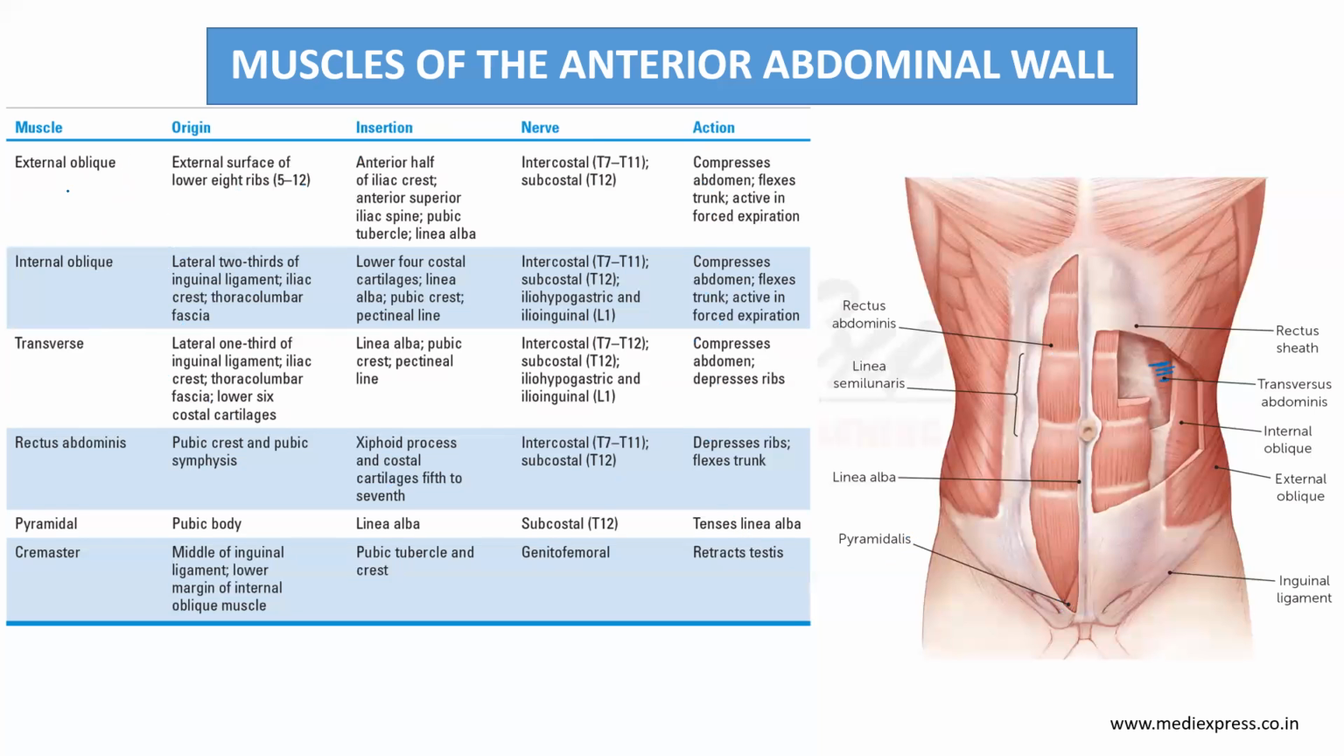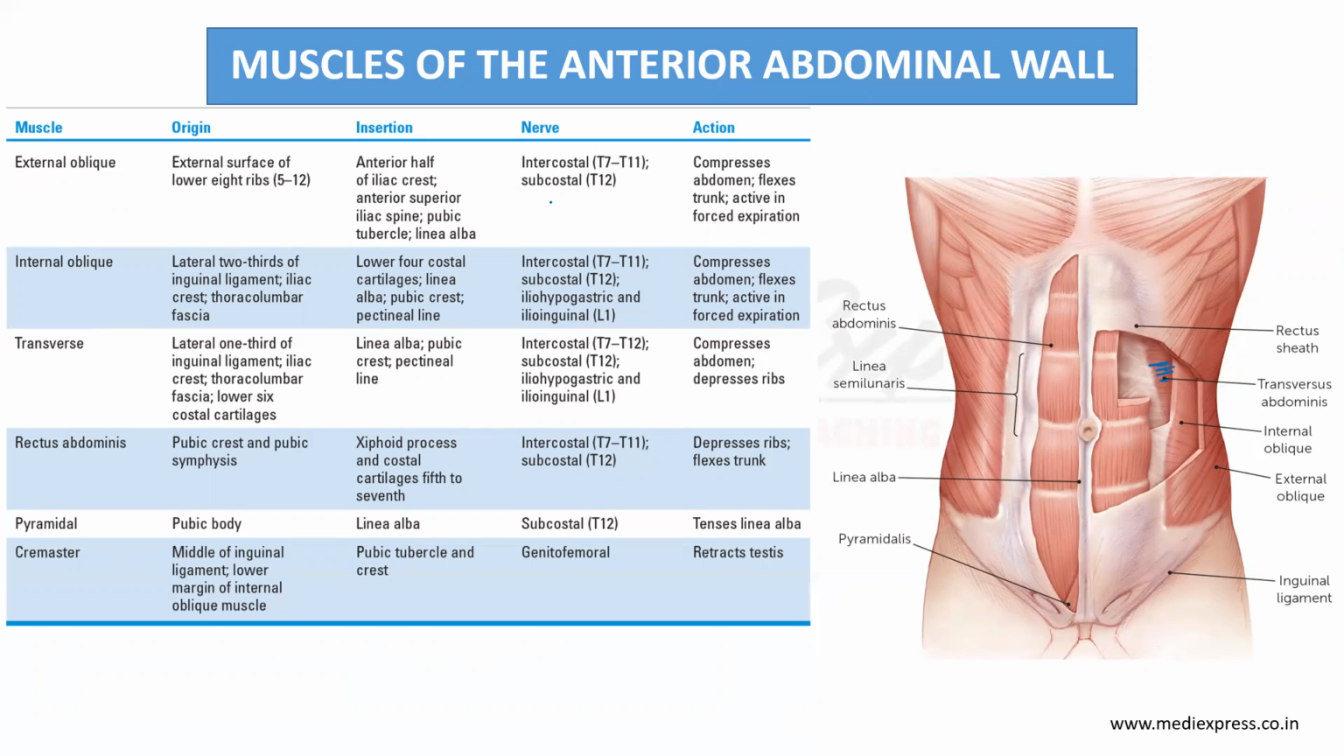Okay, talking about the external oblique muscle, its nerve innervation is the intercostal nerves and the subcostal nerve. Intercostal and the subcostal, T7 to T11 and T12. So this is the innervation of external oblique. And what it does, it compresses the abdomen, flexes the trunk, and is active in forced inspiration. So this is what happens in the external oblique.